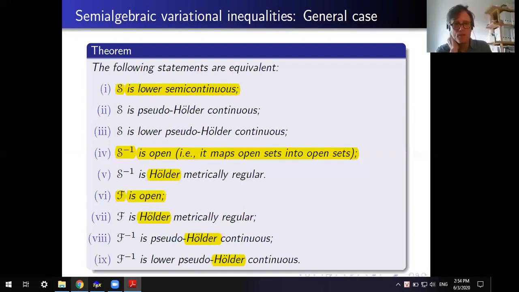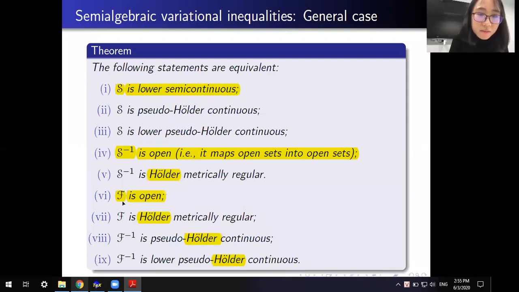Start with F being Hölder metrically subregular. What can you say about the continuity of the solution mapping? The solution map S always is Hölder metrically subregular, if the graph of the solution map is closed.